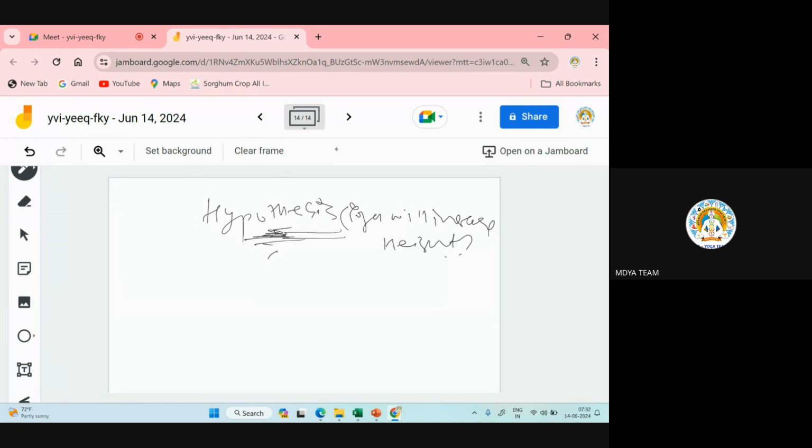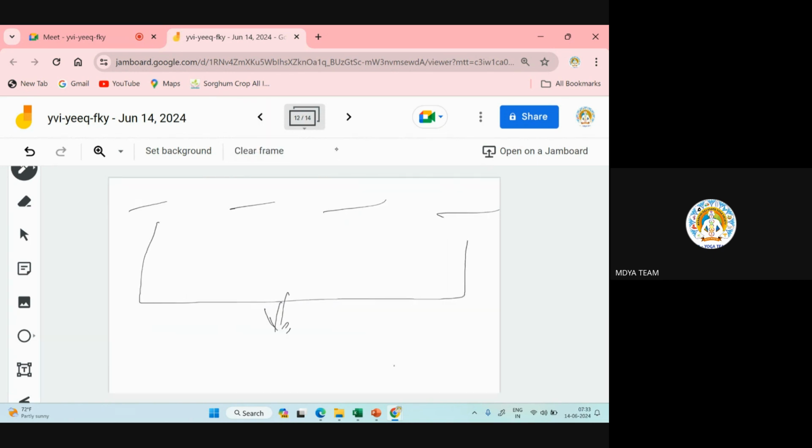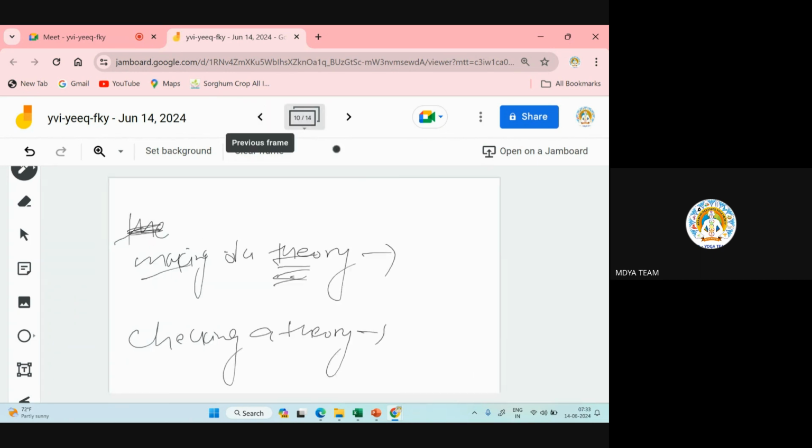So this is our general statement. And then we will go to different particular cases. We will collect 30-40 samples and we will see in each sample whether height is increasing or not. We will check this statement. So this is inductive reasoning when we are creating or making a theory, and when we are checking a theory, it is deductive reasoning.